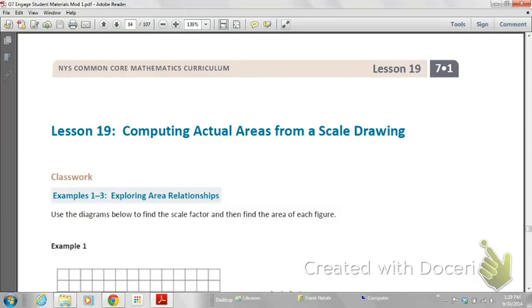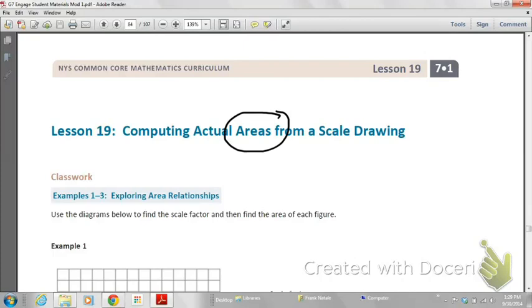Now let's get back to Lesson 19, Computing Actual Areas from a Scale Drawing. And the first word I want you to pay attention to here is this idea of area. Okay, area. Now we've been talking a lot about sides. We've been looking at creating scale factors.